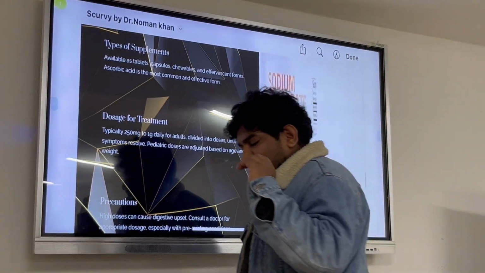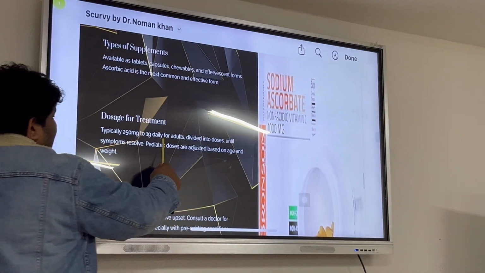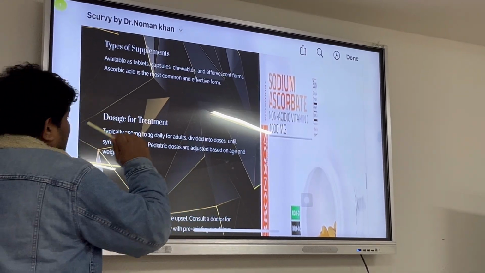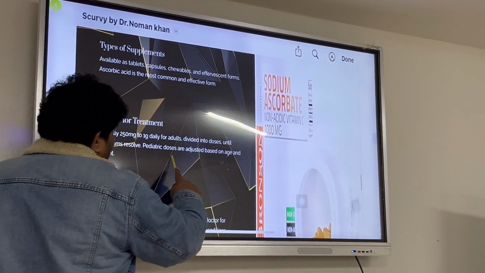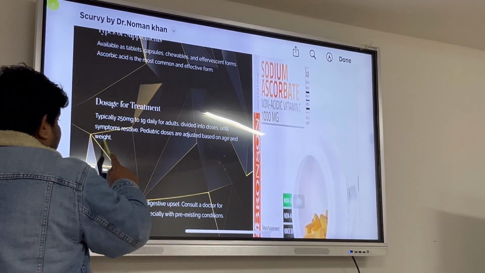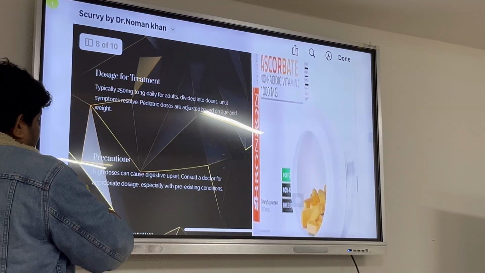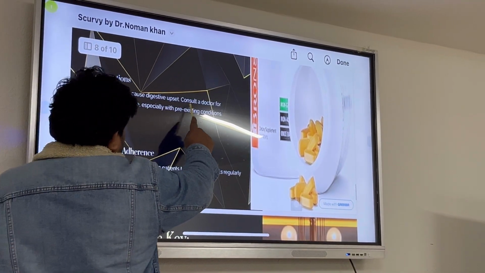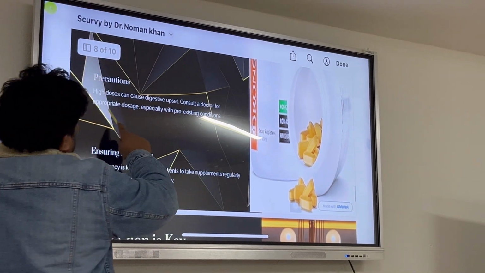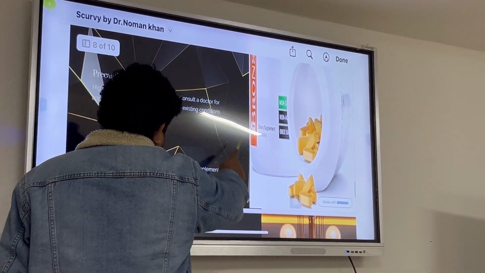It means you are taking 250 mg to 1 gram until your symptoms resolve. The pediatric doses are also adjusted based on age and weight, as I told you before. The precaution: high doses can cause digestive upset. Consult a doctor for appropriate doses and pre-existing conditions.